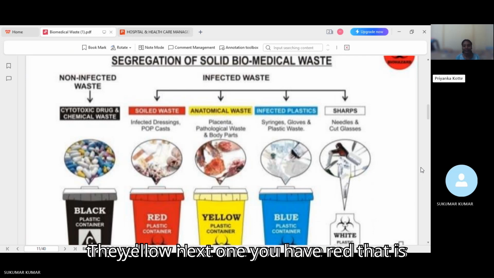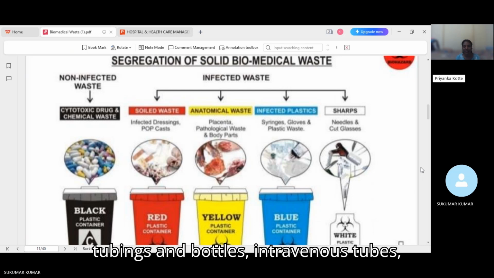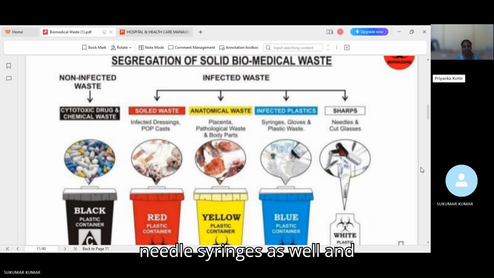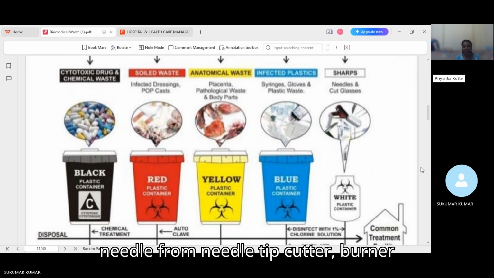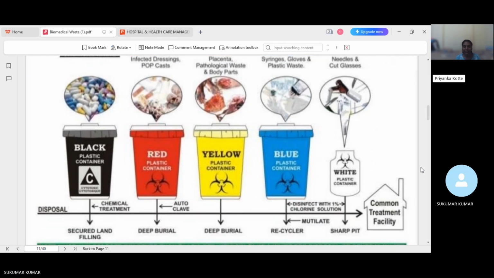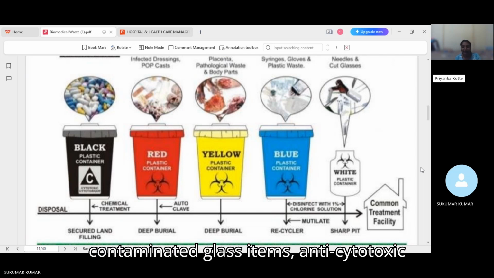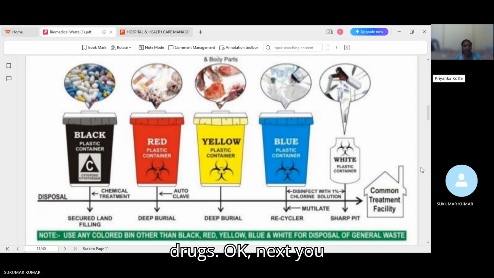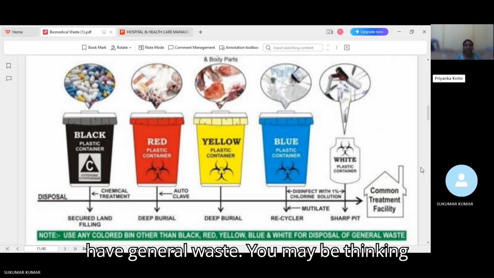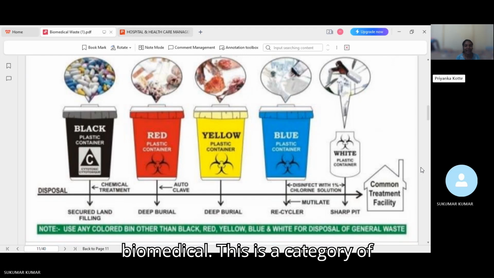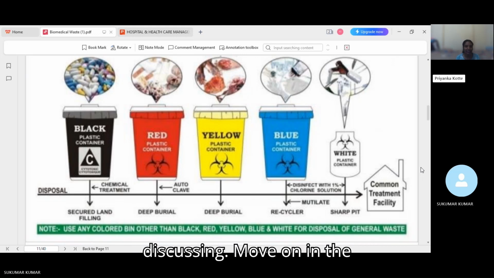Next one you have red, that is tubings and bottles, intravenous tubes, catheters, urine bags, syringes, everything should go in there. Next, fixed needle syringes as well. And white bins, as I said, fixed needles, needle from needle tip cutter, burner, and scalpels, blades, everything should go into the white. And blue, as I said, contaminated glass items and cytotoxic drugs. Okay. Next, you have general waste. You may be thinking general waste is not given under the biomedical. This is a category of biomedical and hazardous waste we are discussing.